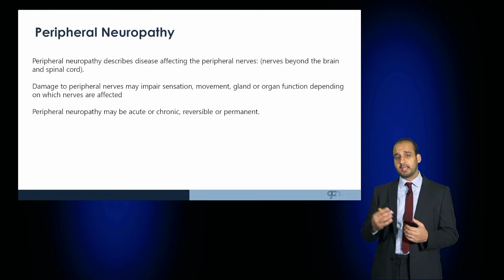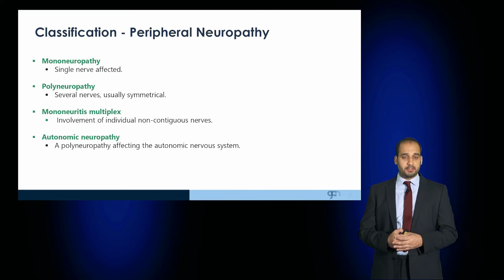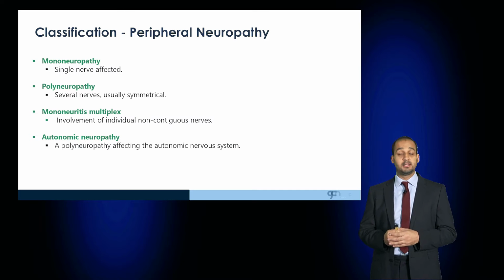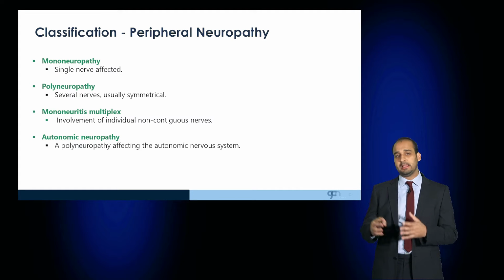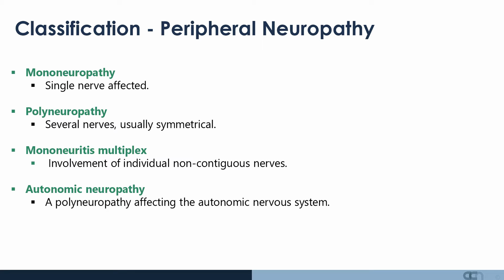Peripheral neuropathy may be acute, chronic, reversible or permanent. We classify peripheral neuropathy based on the pattern of nerves affected. If a single nerve is affected, this is described as a mononeuropathy. If several nerves are affected, usually symmetrically, this is described as a polyneuropathy. If individual non-contiguous nerves are affected, this is described as mononeuritis multiplex. An autonomic neuropathy describes a polyneuropathy affecting the autonomic nervous system.